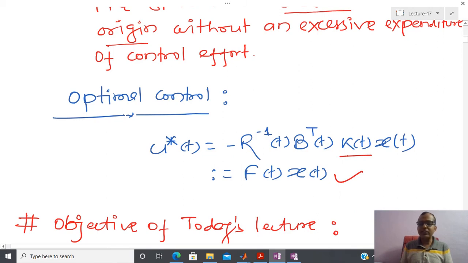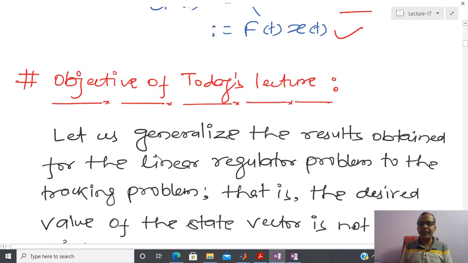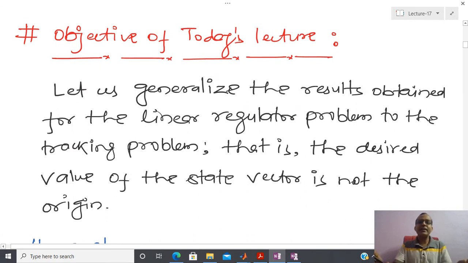And let us try to see now the objective of today's lecture. In today's lecture, I am going to generalize the result obtained for the linear regulator problem to the tracking problem. Tracking problem means, suppose I have to track some kind of function or some kind of reference system.